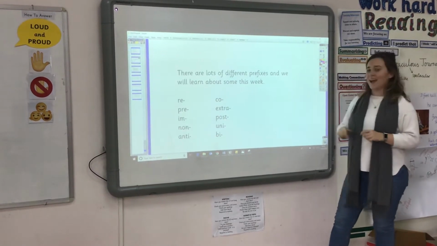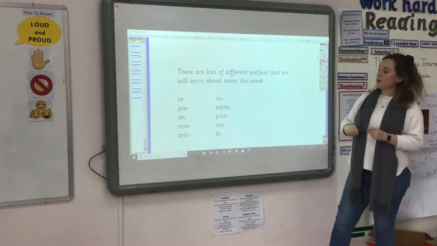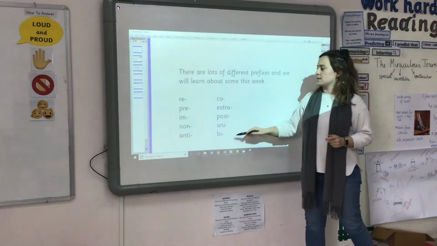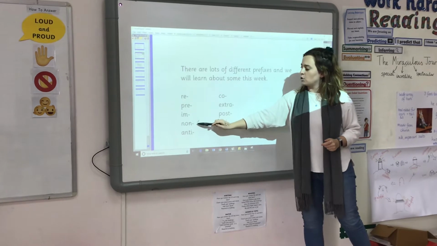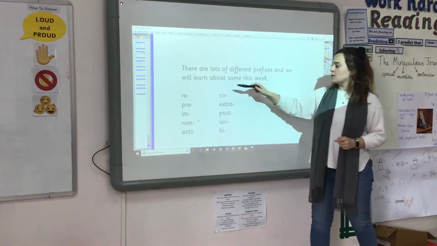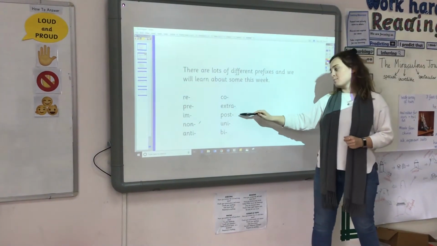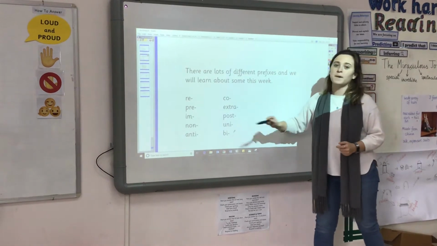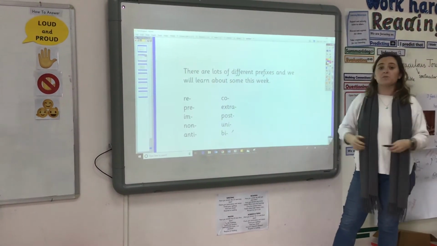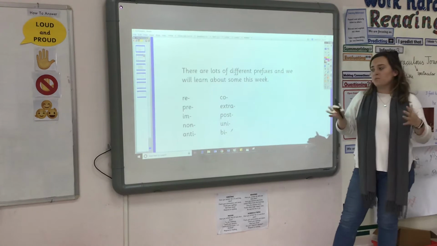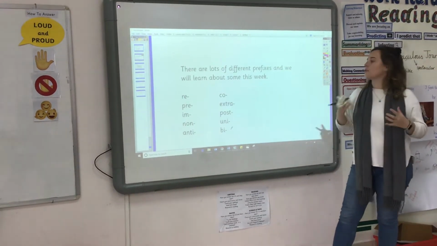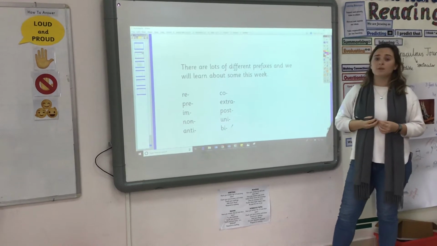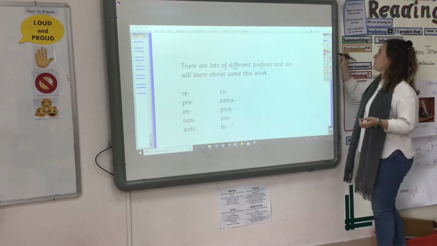Okay, thank you, Year 4. You might have thought of some of these. We've got re, pre, im, non, anti, co, extra, post, uni, and by. But there are many other ones as well. So don't worry if the ones you wrote down are not on my list. There are lots and lots of different ones, and we will learn about some of them this week.